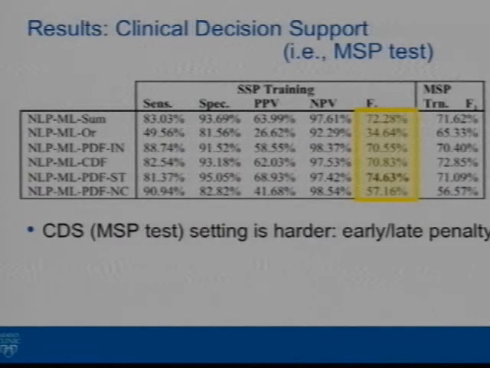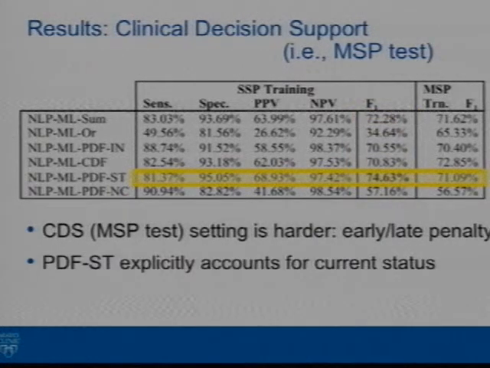And overall, we see that this clinical decision support is a slightly harder setting because you're getting penalized if you're early or you're late to your diagnosis, right? Another thing that I found very pleasing with these results here is that the highest performance that we have in this kind of clinical decision support setting was with PDF-ST. And if you remember this particular probabilistic method, we're explicitly estimating the asthma status probability given the features, right? So this method is exactly designed for this kind of a setting, and it shows up in the results.